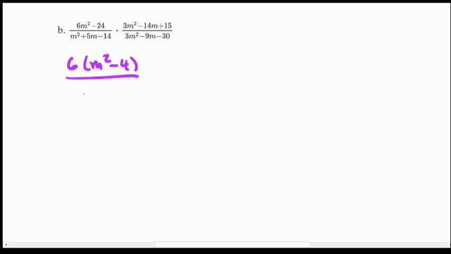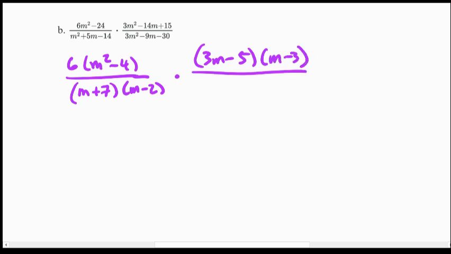First, I'm going to factor this here. Factor this to, what is that, m plus 7 and m minus 2. This factors to 3m minus 5 times m minus 3. Again, I'm not showing factoring on screen because we should probably know how to by now, and I just want to make sure that you understand how to do the new stuff here.